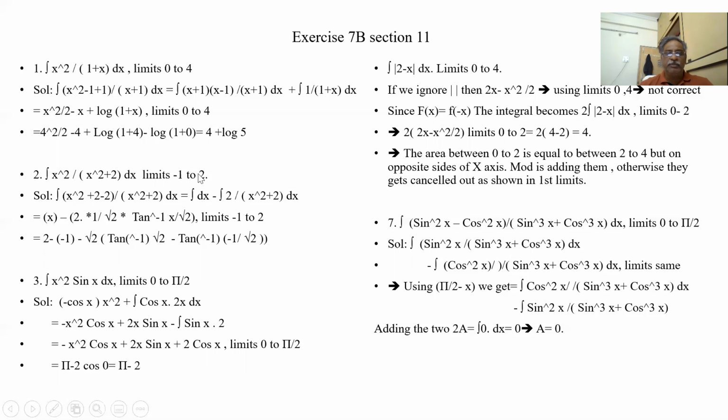So when I substitute the limits of minus 1 to 2, here there is nothing of even or odd function. X square, because this is not evenly distributed, minus 1 to 2. So I am not going for distribution. Even though it is an even function, I am not splitting this. So when I substitute, I am getting 2 into minus of minus 1 is plus 1. 3 minus root 2 into tan inverse root 2 minus tan inverse minus 1 by root 2.